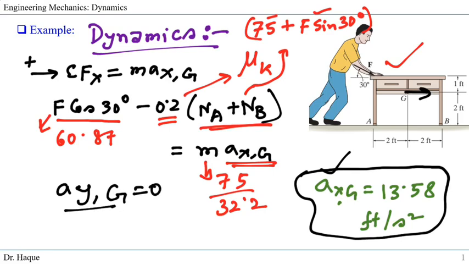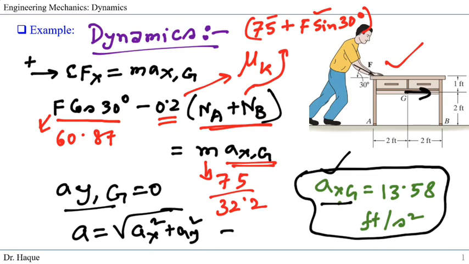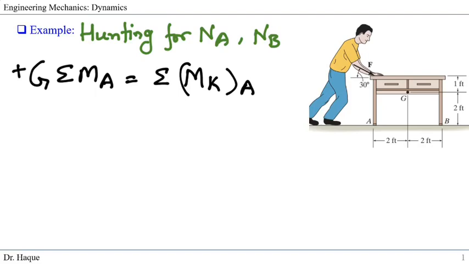So if we take the y component and x component, we will have the total acceleration according to the square root of ax square plus ay square, and since ay is 0, our total acceleration would be the same value as ax, which is 13.58 feet per second square. So we have found our acceleration, but we still need to find NA and NB. So our next step would be hunting for reactions NA and NB, and for that we're gonna use the moment equation for the planar kinetic equations.